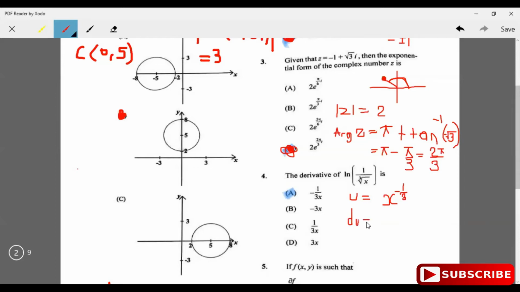And so what would be the differential of x to the minus 1/3? Minus 1/3 times x to the minus 4/3. Very good.